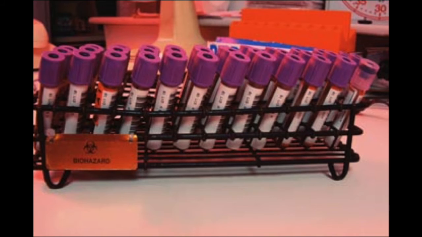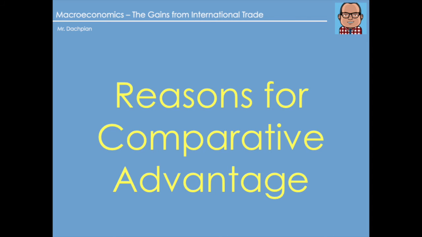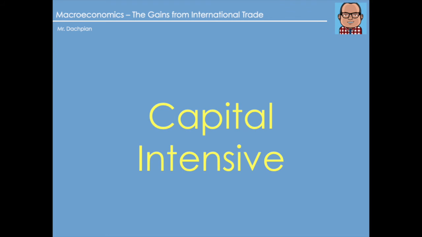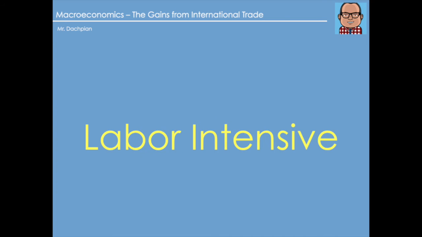One reason why some countries have comparative advantage over other countries is because some countries have a higher amount of the input that is used more intensively in the production of one good. Capital abundant is a higher level of capital per worker in one country relative to another. Labor abundant is a lower level of capital per worker in one country relative to another. Capital intensive is the production that uses a high level of capital per worker. Labor intensive is the production that uses a low level of capital per worker.